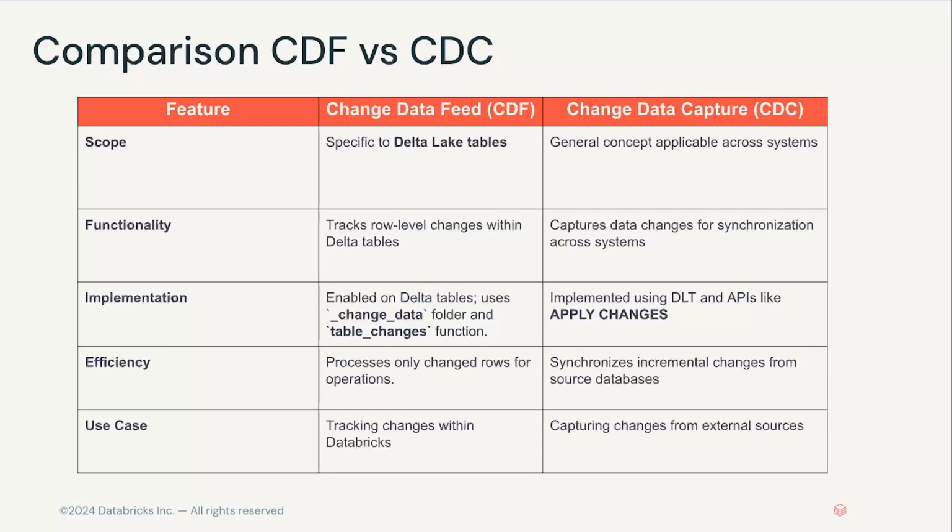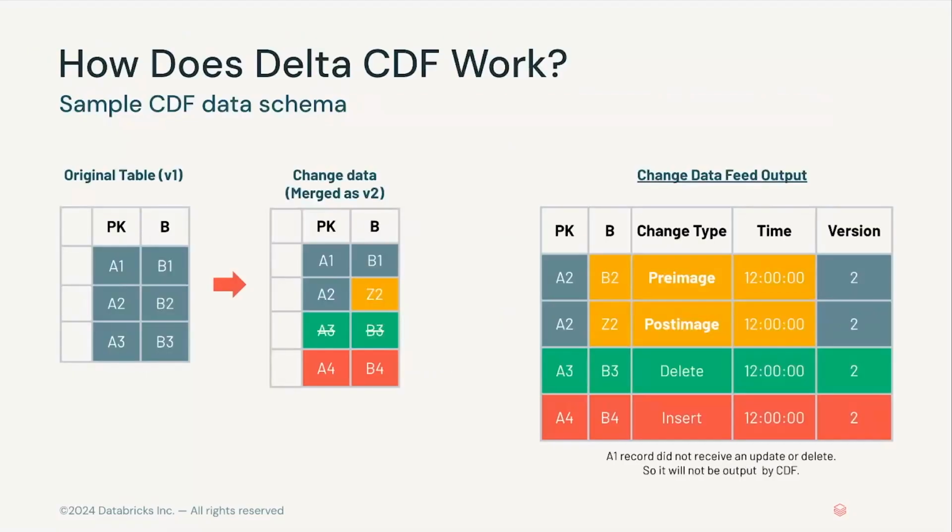Meanwhile, CDF is specific to Delta tables, where it needs to be enabled per table, and there are two options to reach this information. The first, via the _change_data folder, or the preferred option, using the table_changes function and providing a specific version of the table's history. How does Delta CDF work?